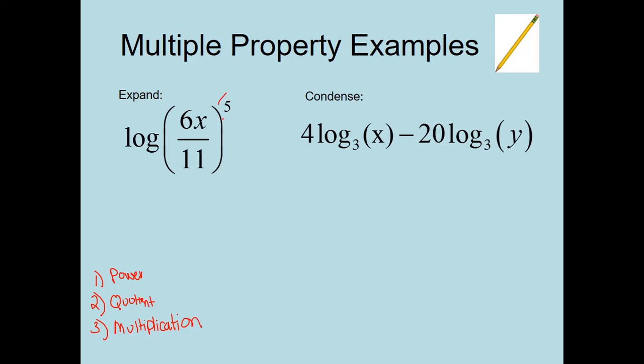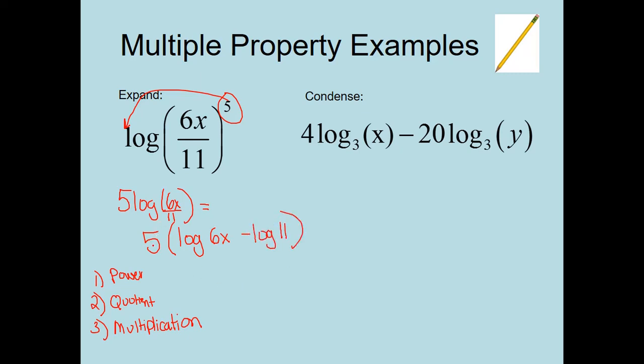So first thing I'm going to take is that 5. I'm going to drop it out in front. So this is 5 log of 6x divided by 11. Then I'm going to take care of the quotient. So I'm going to take care of this division. I'm going to make that subtraction. So it's going to be 5 log 6x minus log 11. Notice I have that 5 in the front because this 5 was to everybody in here, so I got to make sure I say that the 5's to everybody.